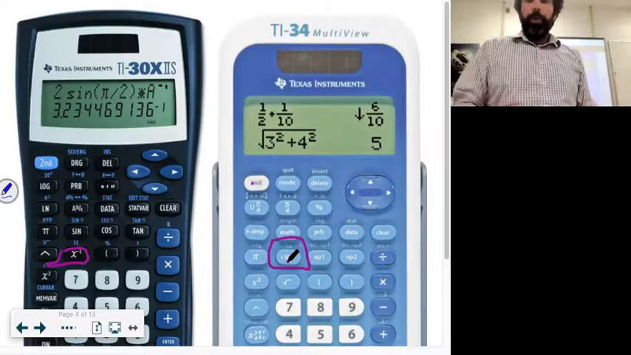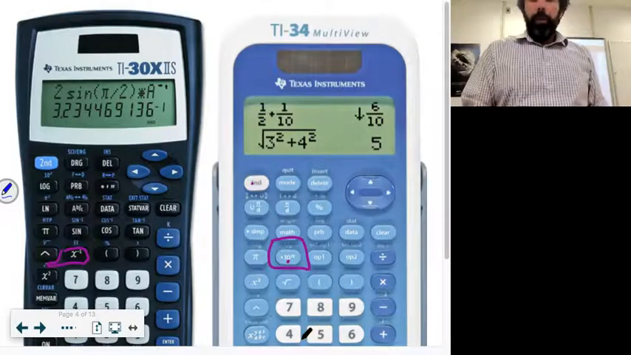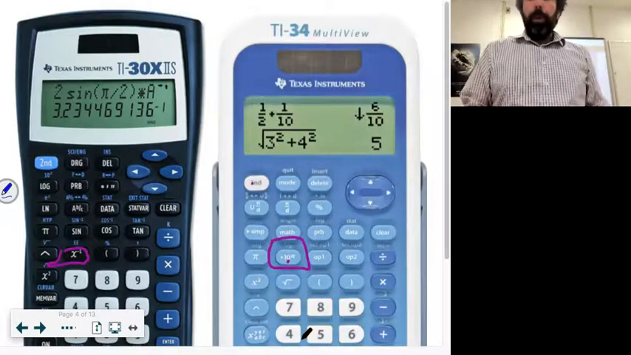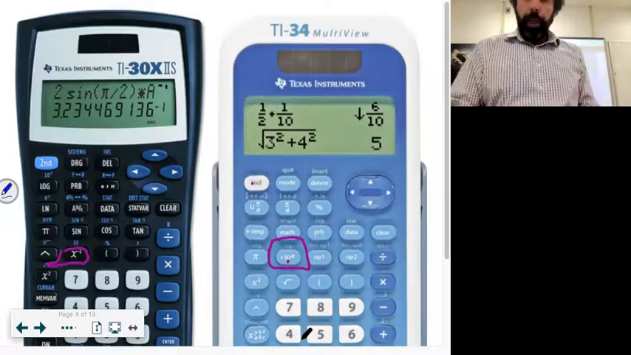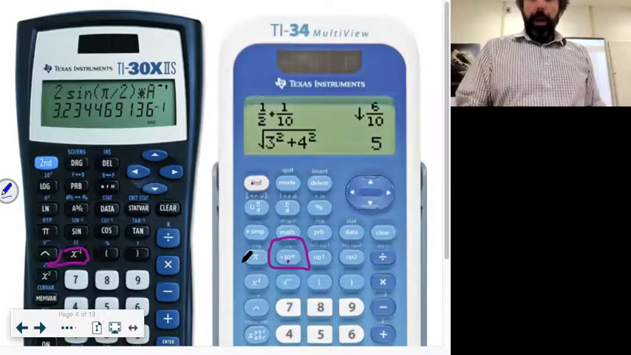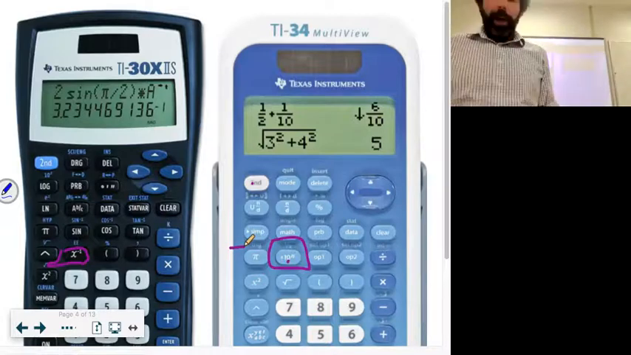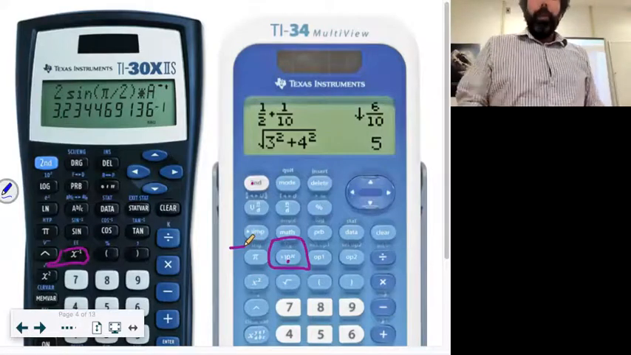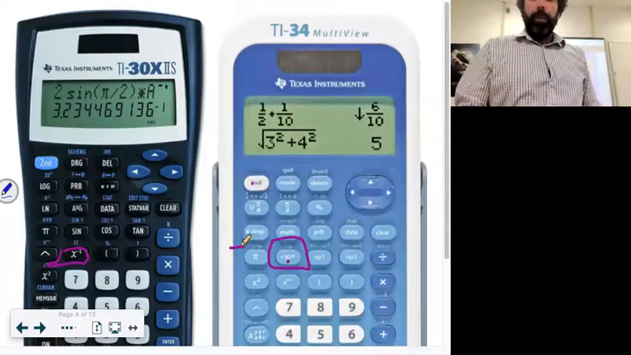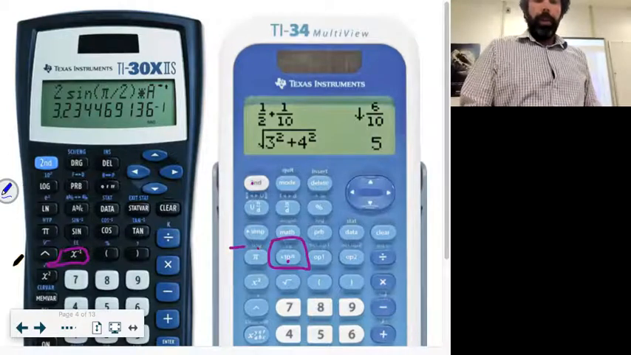I want to point out why both of these are on the screen. If you're working with this calculator here on the right, the trig functions, tangent, cosine, and sine, are not available on your screen. You probably figured that out already. So you'd have to select the trig menu right there first, and then you can select the sine, cosine, or tangent buttons.